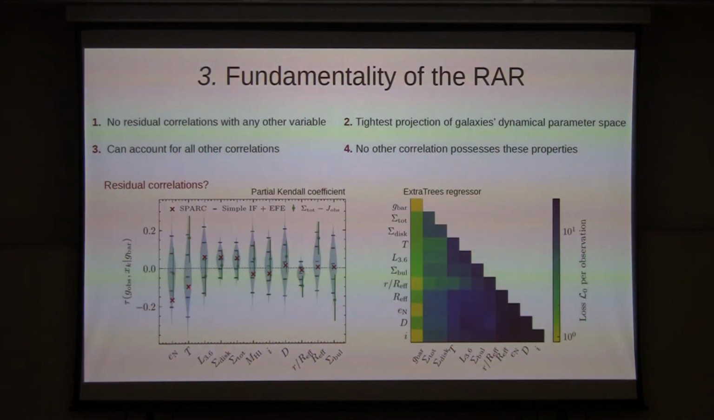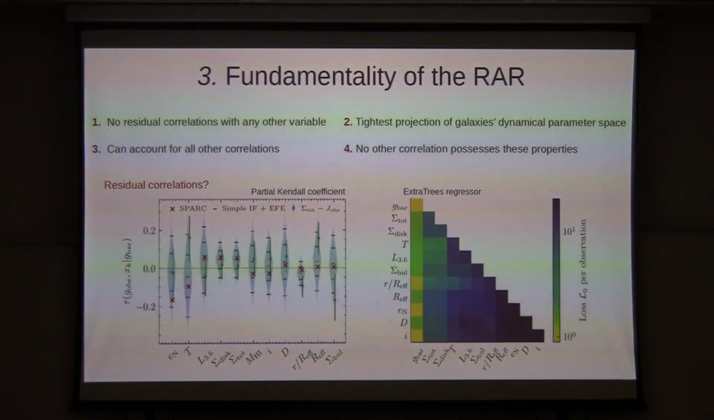The blue violins show the results on mock data that are SPARC-like in every way, but with dynamics explicitly generated only through the RAR. So you can see that the red crosses look like typical draws from a blue distribution. They don't seem to have any significant residual correlation with anything else.